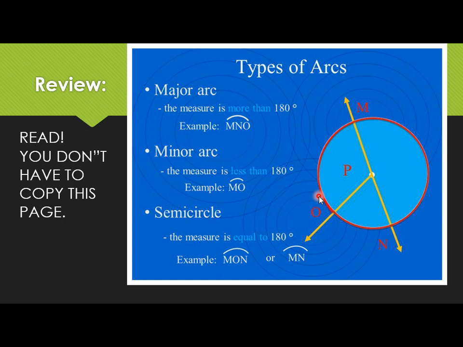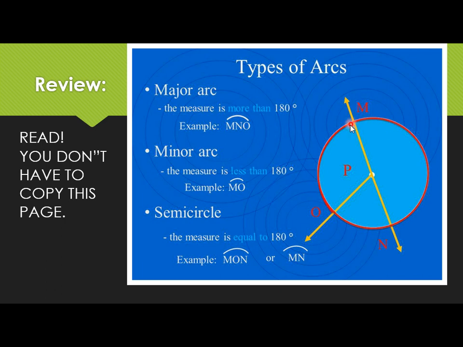Okay, now, let's review what I just showed you. So a major arc is a measure more than 180. An example in my picture is arc, here's how you write it, arc MNO. So watch my marker. M. Now I can't go this way because that hits the O first. I have to go this way. MNO.